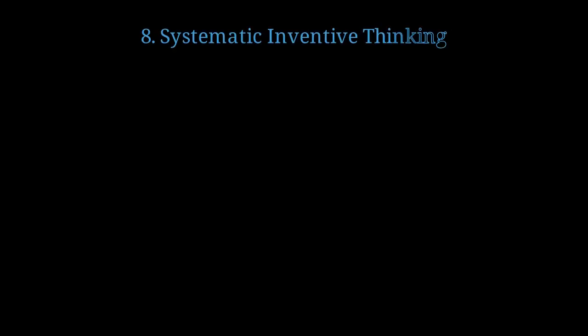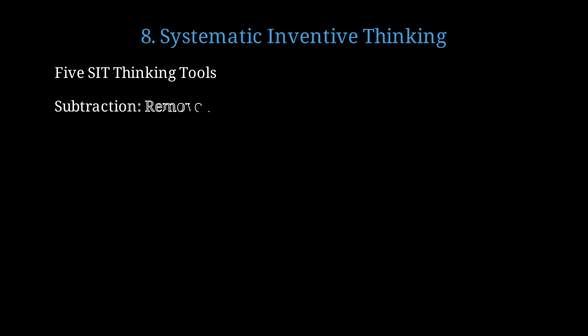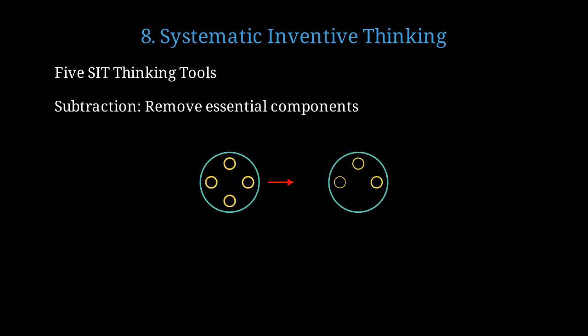Systematic inventive thinking, or SIT, focuses on structured creativity within the problem space. SIT provides 5 thinking tools: subtraction, multiplication, division, task unification, and attribute dependency. Subtraction involves removing components traditionally considered essential, forcing new thinking. Example: removing a wheel from a shopping cart led to the 3-wheel design used in some stores for better maneuverability.